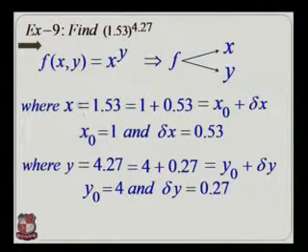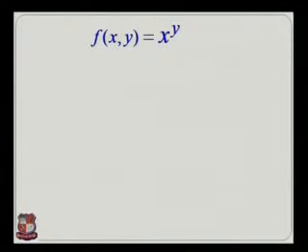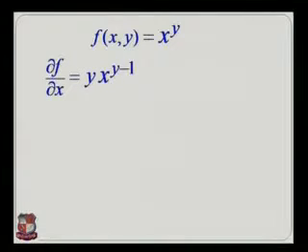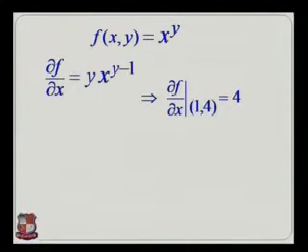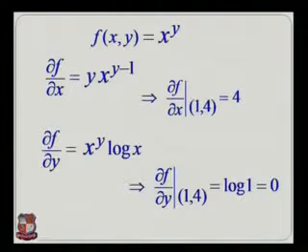So, the function value f(x, y) at the starting point (x0, y0), that is f(1, 4), is equal to 1 raised to 4, that is equal to 1. Now, for the function of x and y, we take the derivative with respect to x partially, that is y times x raised to y minus 1, and the value at the point (1, 4) is 4. We find the derivative of f with respect to y partially, that is x raised to y log x, and we find the value at the point (1, 4), that is log 1, again 0.